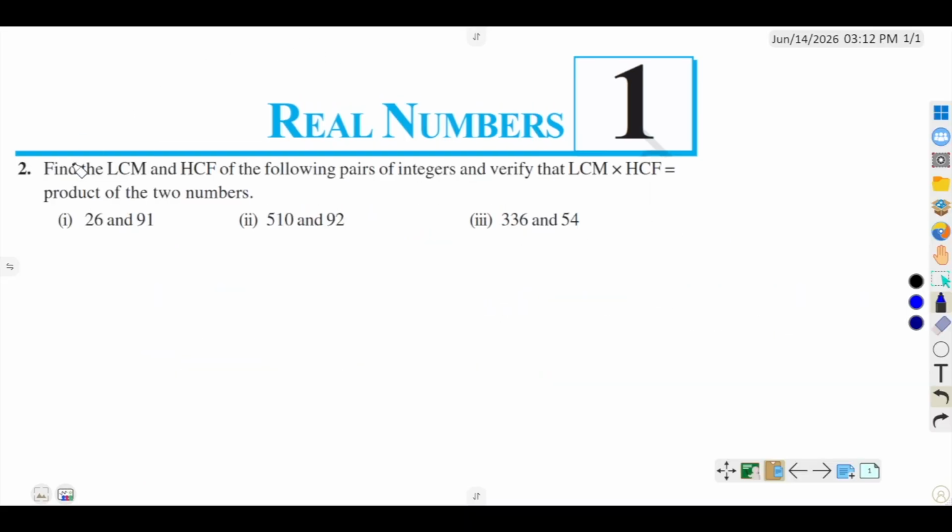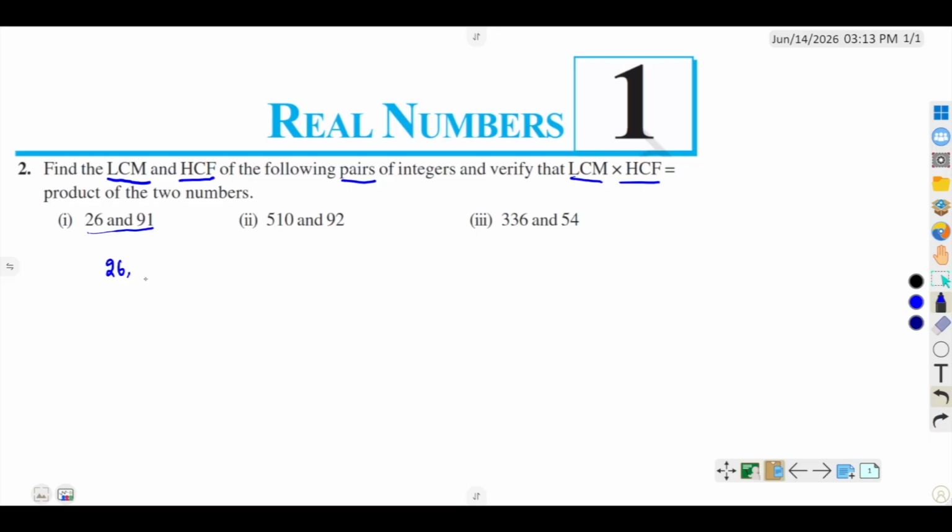Now let's do the second problem. Find the LCM and HCF of the following pairs of integers. Pair means 2, right? So we have to verify LCM times HCF equals the product of the two numbers. The given numbers are 26 and 91. So let me write 26 and 91 here.